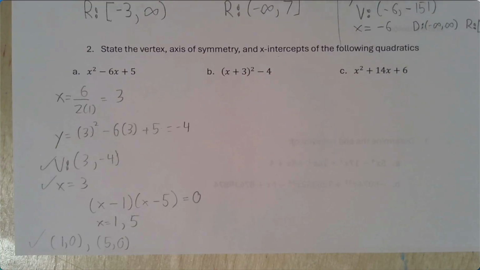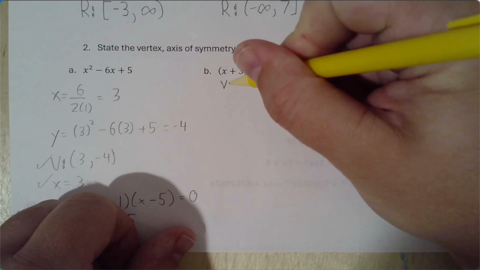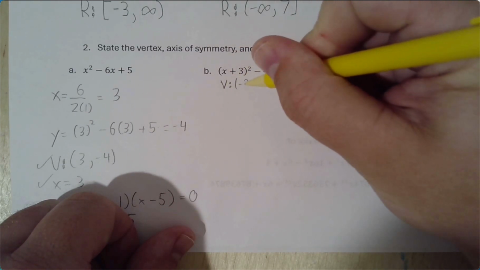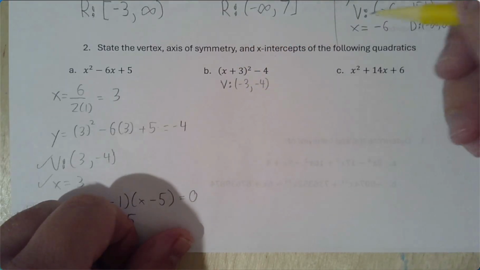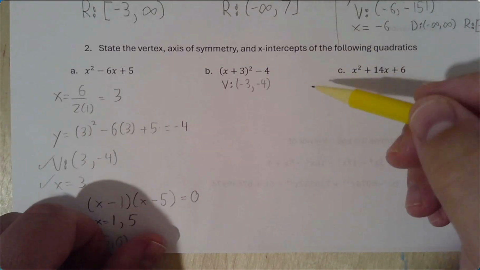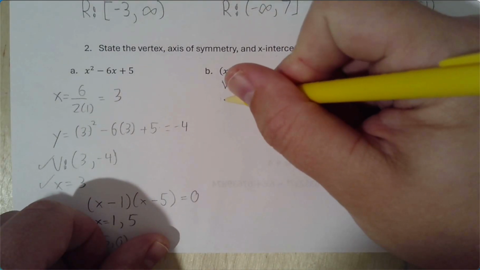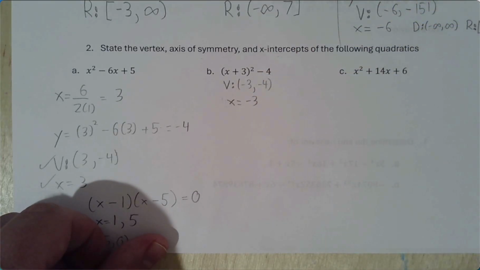All right, for this next one, this one's going to be a little easier because we're back to vertex form. So the vertex is really easy to find. There it is. Flip the sign from the inside of the parentheses. Again, that should remind you what we did in the factoring. And just copy the y-coordinate as is. The axis of symmetry, again, would be x equals -3. So that's the easy one.